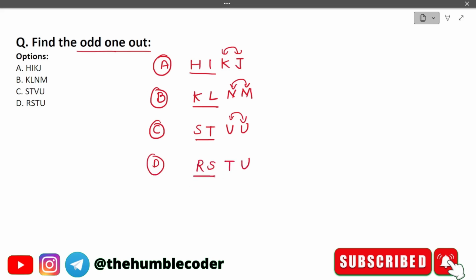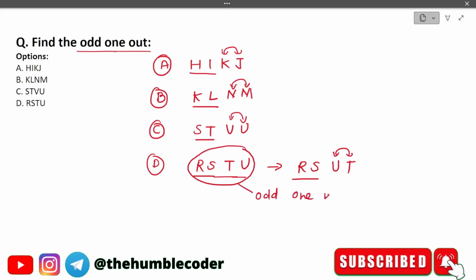If you see here, RS is also in sequence and TU is also in continuation in the sequence. RS TU. Ideally, it should be RS UT. If it would be in this pattern, then this would follow, right? But now since it is in this one, this is the odd man out, we can say. This is the odd man or odd one out.